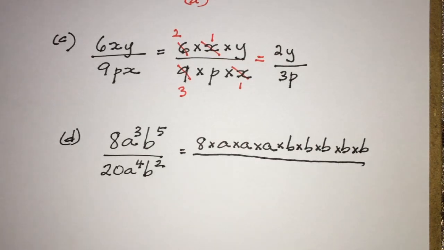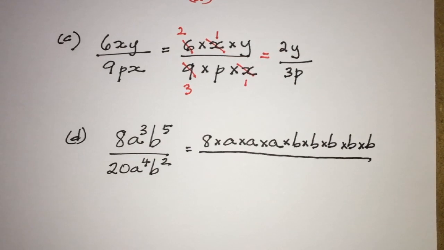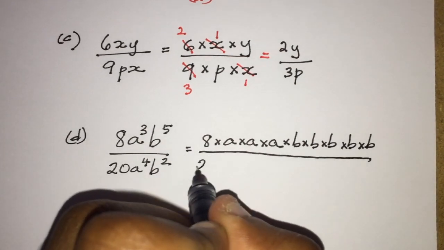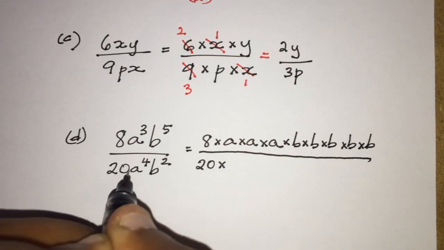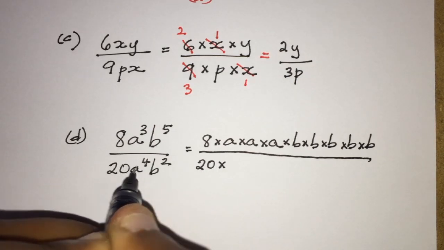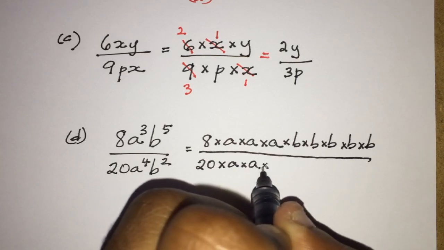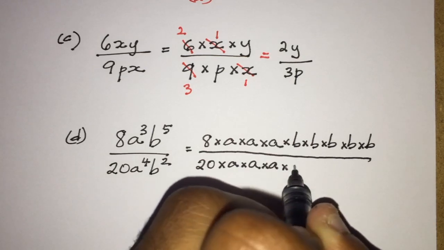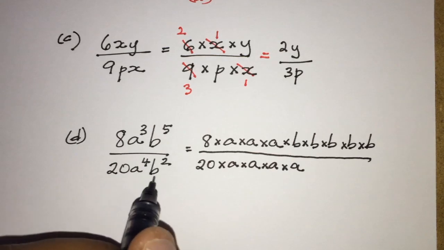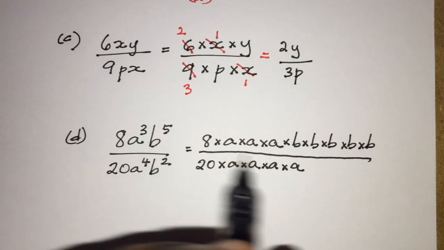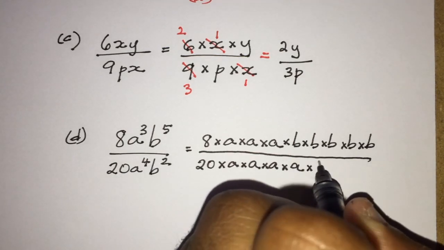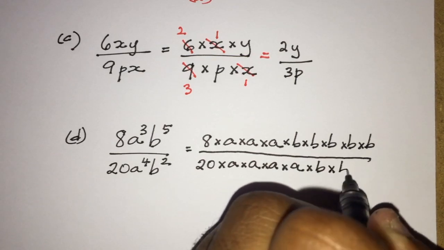So we're going to check the denominator now. So this will become 20 times how many a's? 4. So that's a times a times a times a. And how many b's would we have? 2. So b times b.